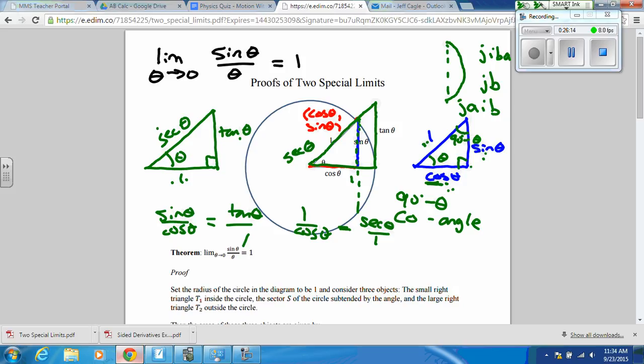1 over cosine is the same as secant over 1. Yes. And then 1 over tangent is the same as cosine over sine. Yeah, that's right. That's exactly it.